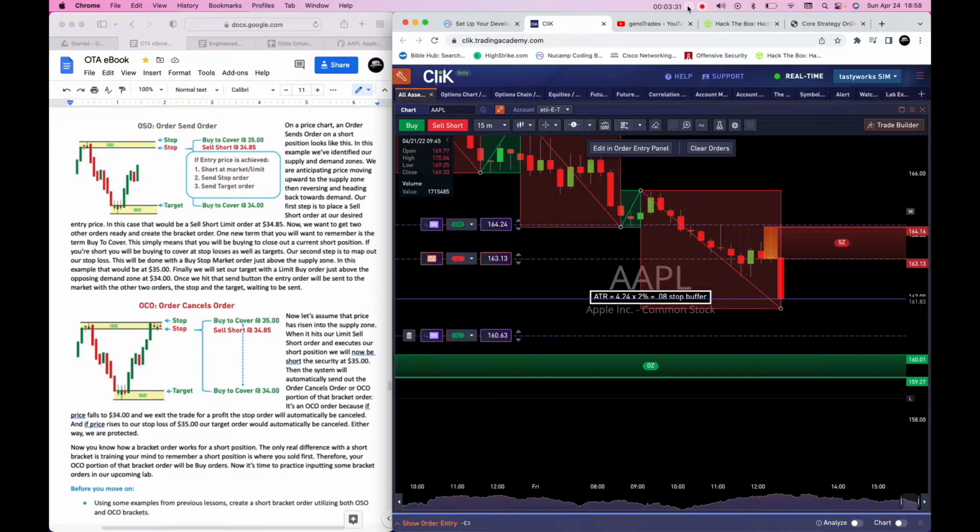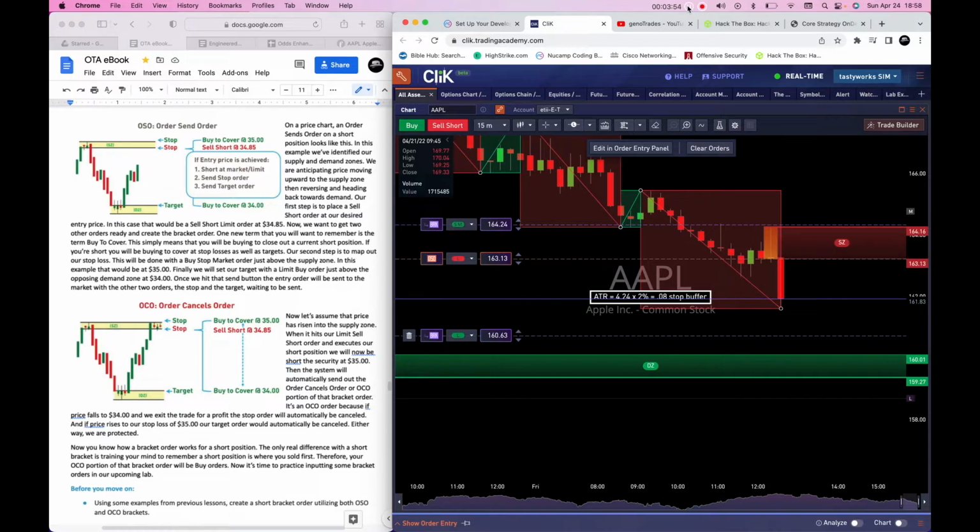It's an OCO order because if price falls to $34 and we exit the trade for a profit, the stop order will automatically be canceled. Likewise, if price rises to our stop loss of $35, then our target order would automatically be canceled. Either way, we are protected.